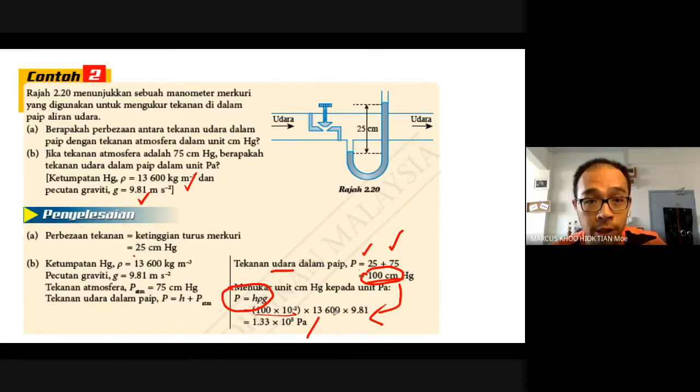But if you think about it logically, why would you want to convert it twice? Might as well just count in centimeter mercury. Then you convert to Pascal, only one conversion. If you want to do 25, 75, change to Pascal, you have to change to Pascal twice, and then you add on top of it. So it's more work for the same thing. Okay, you can do it if you want, totally no problem. You will get the exact same answer.